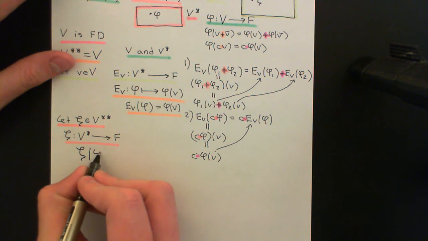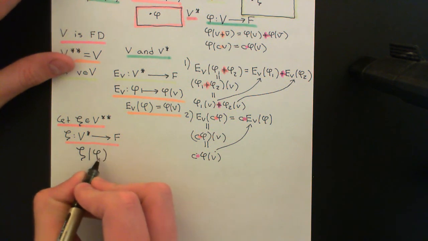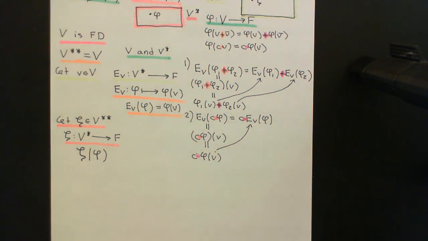So let's consider what is zeta of phi. What I would like to be able to do is show that zeta of phi is equal to phi evaluated at some vector from the original vector space capital V. And the best way, in my opinion, of doing this is by putting a basis onto our initial vector space capital V and then putting the dual basis onto the dual vector space.